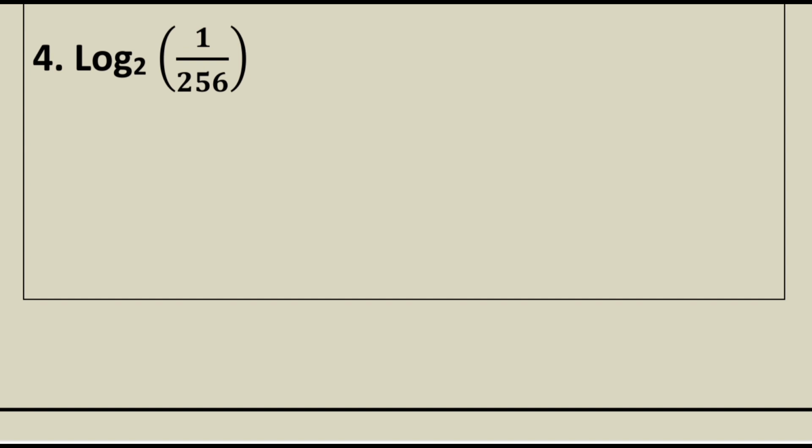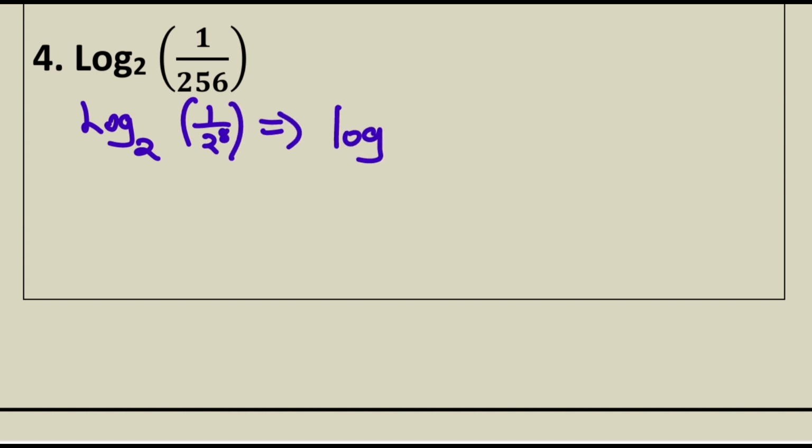Now, what about this? Log to base 2 of 1 over 256. So we shall have log to base 2 of 1 over 256. 256 is the same as 2 raised to power 8. Yes, 2 raised to power 8. So we have log to base 2 of 1 over 2 raised to power 8. And this one is the same as log to base 2 of 2 raised to power negative 8.